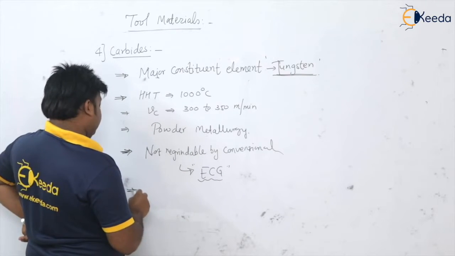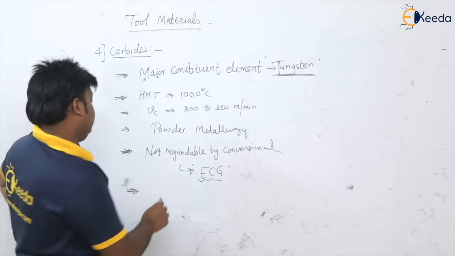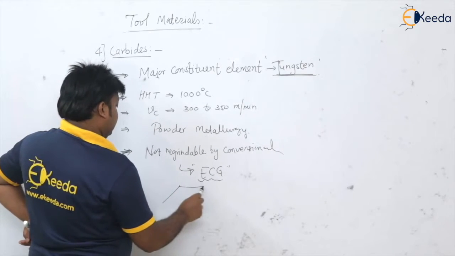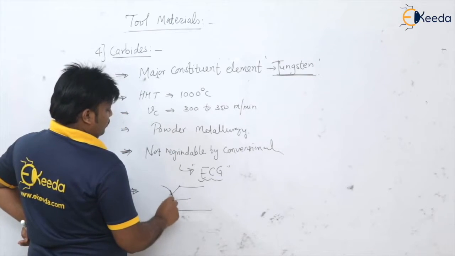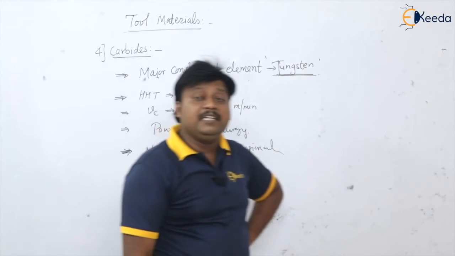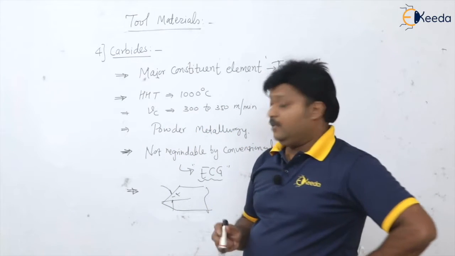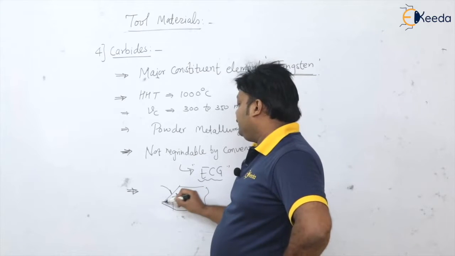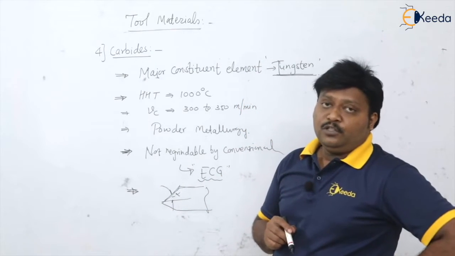And one very important thing is that we use the negative rake angle in these tool materials. So see, this is the negative rake angle alpha. Why? Because carbides are very weak in tension, but they are very strong in compression. So we are having the negative rake angle with the carbide tools.